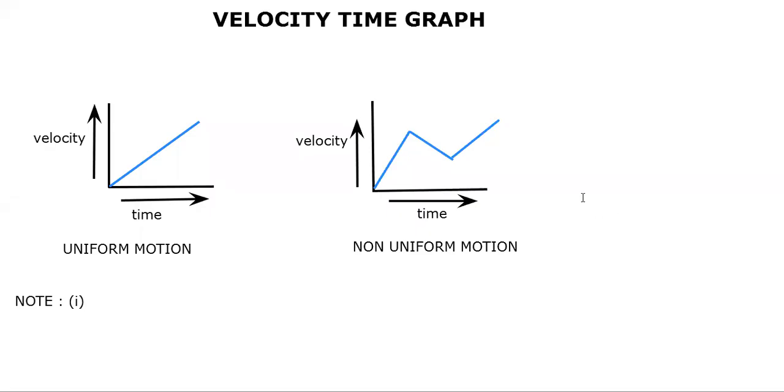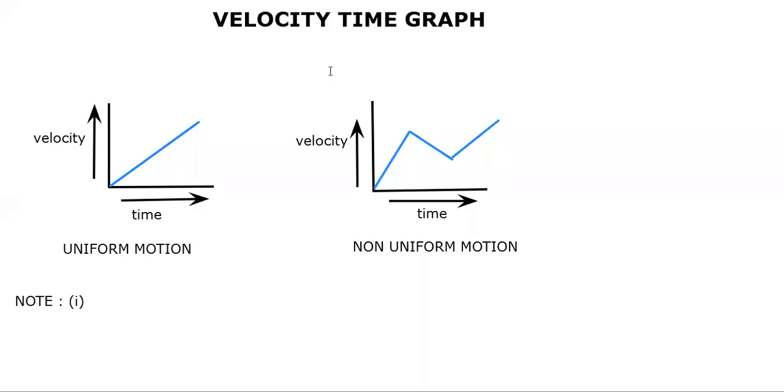In the last video, we talked about distance time graph for uniform motion and non-uniform motion. Now in this video, we will be discussing velocity time graph. As there was a distance time graph where distance was on the y-axis and time was on the x-axis, similarly, in a velocity time graph, velocity will be on the y-axis and time will be on the x-axis.